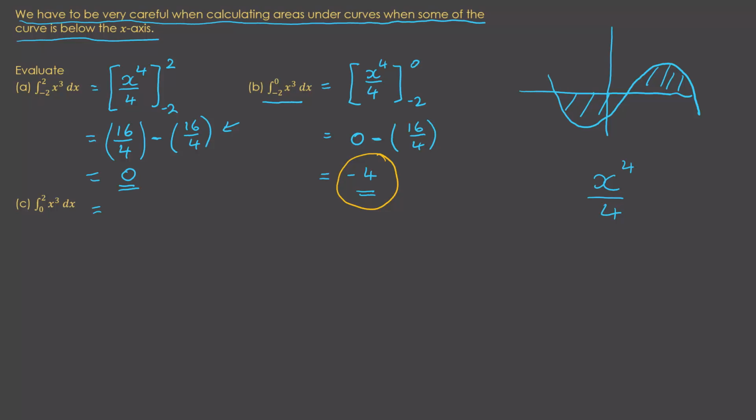If we do this one, again it's x to the 4 over 4, but we evaluated from 0 to 2. That's going to give me 16 over 4 take away 0, which is +4.